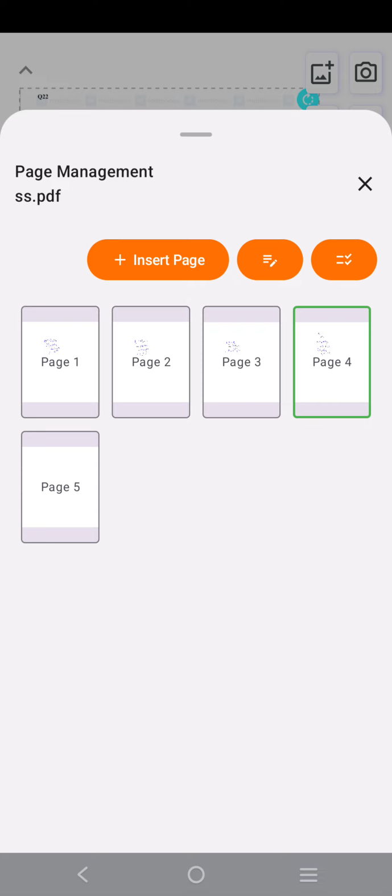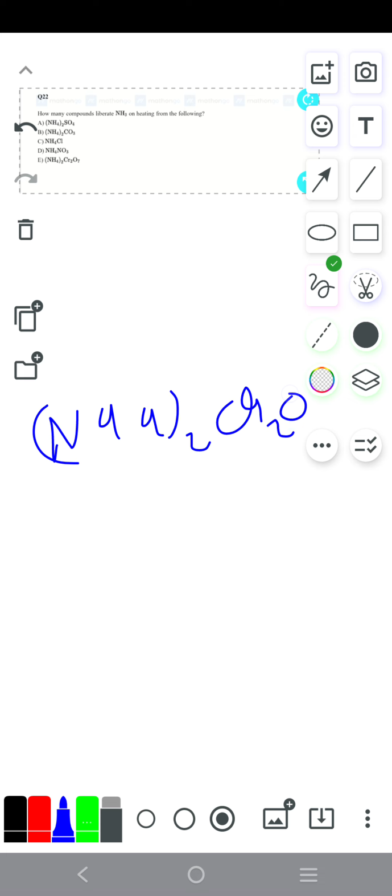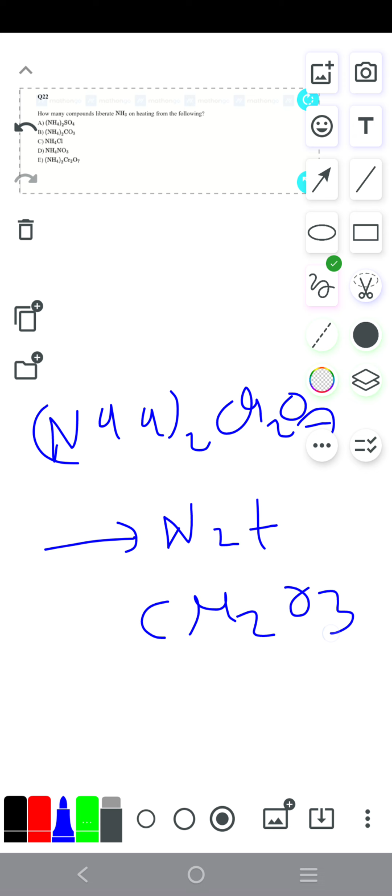And let's move to the last part, which says heating of ammonium dichromate, which would liberate N2 and Cr2O3. So basically that's all.